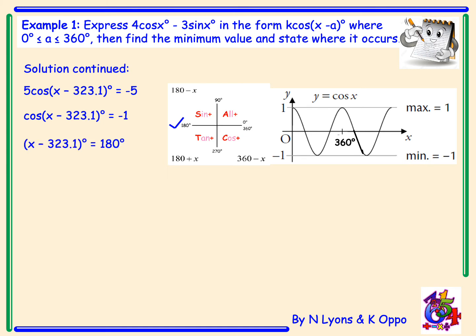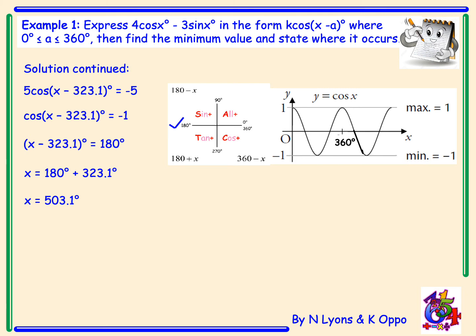Therefore, x minus 323.1 degrees equals 180. So to find x, I need to take 323.1 degrees over and add it on to 180. This will give me an answer of 503.1 degrees.